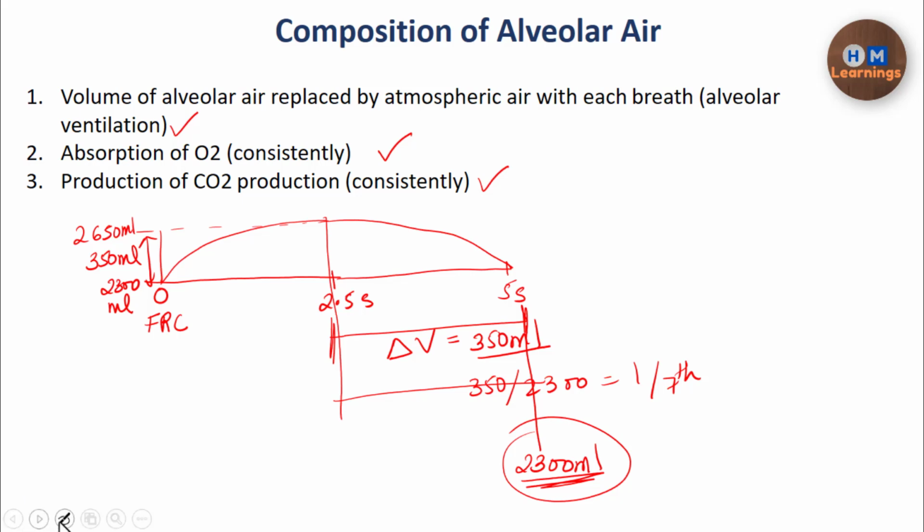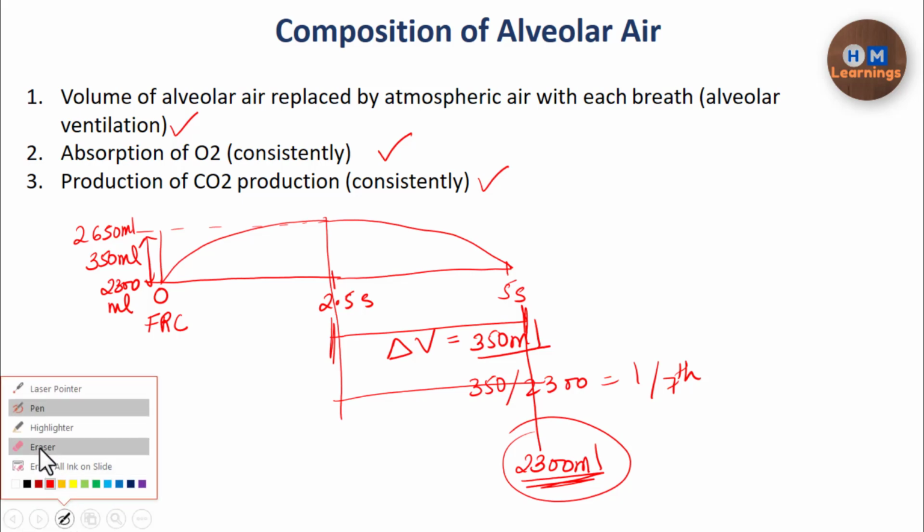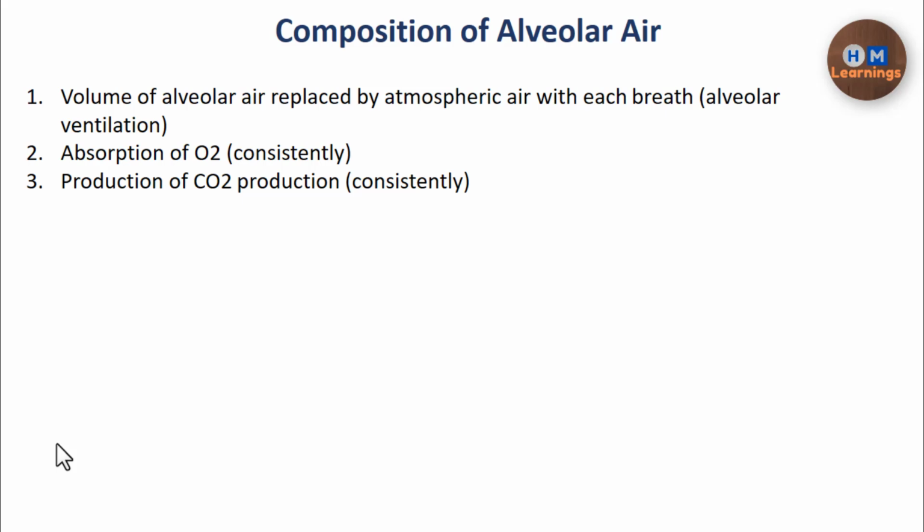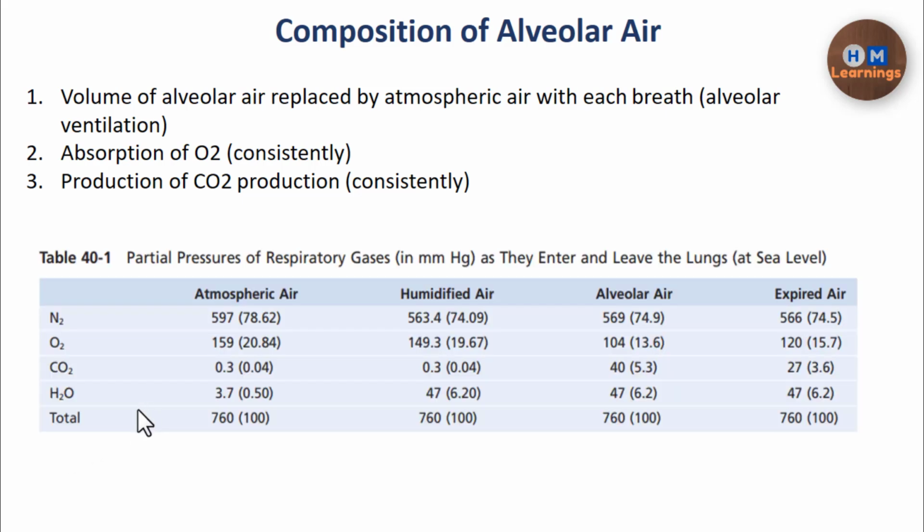Okay, so now how can we calculate it? We are interested in calculating the partial pressure of oxygen in the alveoli. This is a table which I have taken from Guyton. These two things we have already discussed in the previous video; here we are discussing this part. If you see, there is a change in the partial pressure of oxygen between the humidified air in the airways, which is 149.3, and here, which is 104.